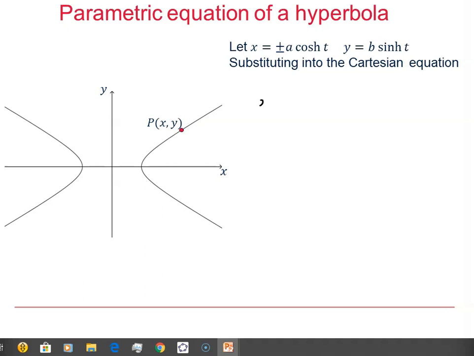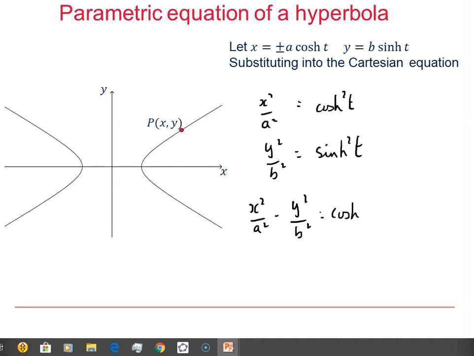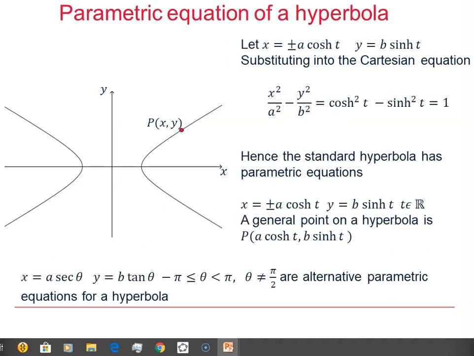If we have that, then x squared over a squared is equal to cos squared t, and y squared over b squared must be sin squared t, and subtracting those, cos squared minus sin squared, so x squared over a squared minus y squared over b squared is equal to cos squared t minus sin squared t, and that is equal to 1. So these give us the parameters x is equal to a cos t and y is equal to b sin t, defining the hyperbola. For those parameters, then t is any value at all in the real numbers.